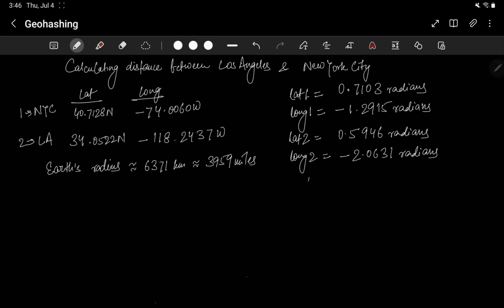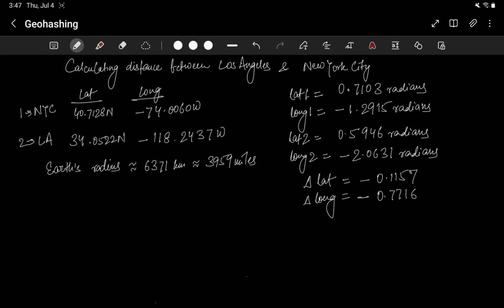Now we have these. We will calculate the difference between latitude and longitude. So the latitude difference, if we subtract lat 2 minus lat 1, we will find out that it is minus 0.1157. And if we find the longitude difference, we will see it is minus 2.0631 minus 1.2915, which is minus 0.7716. Okay. Now we have the latitude and longitude differences also.